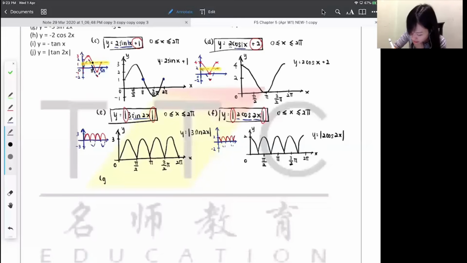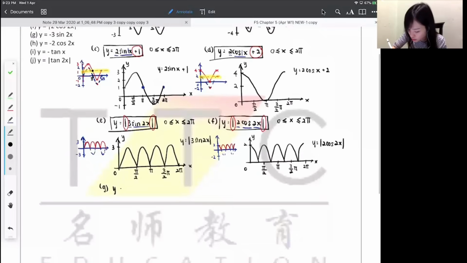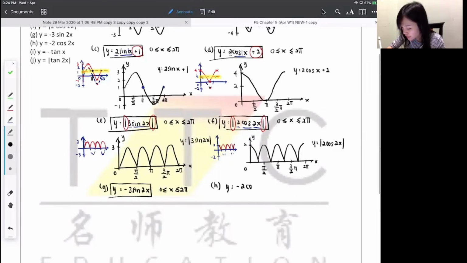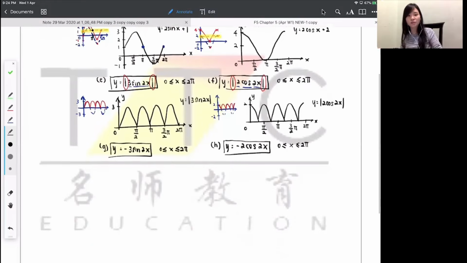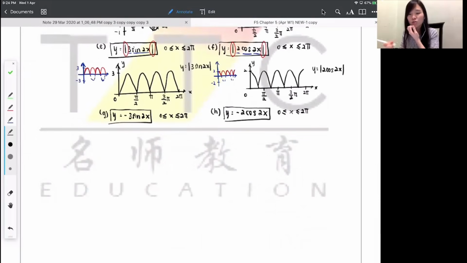Let's continue with G. Y equals negative 3 sine 2x. Isn't it from 0 again until 2 pi? Next one, H. Y equals negative 2 cos 2x. For those, maybe 20% of you can imagine it a lot faster than me. For those who are faster than me, very good for you. But can you please check the answer? Maybe you labelled it wrongly and stuff like that. 1, 2, 3, you need to put the pi and 2 pi. Later on you will understand why we must label it, okay?